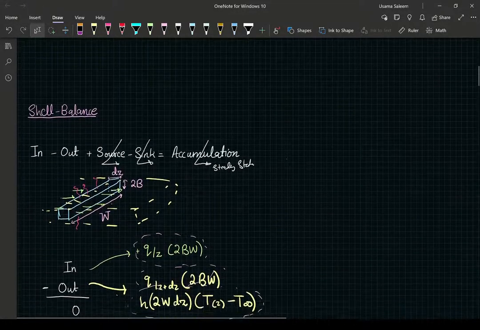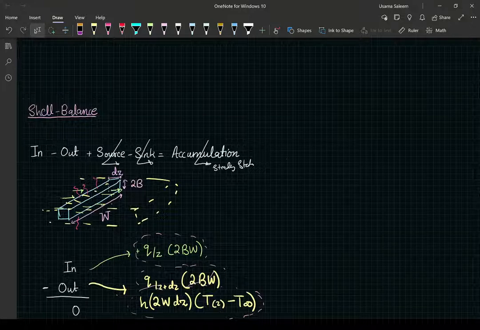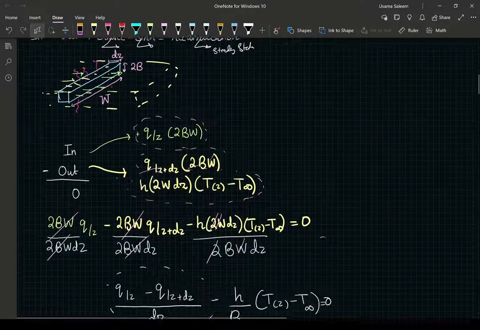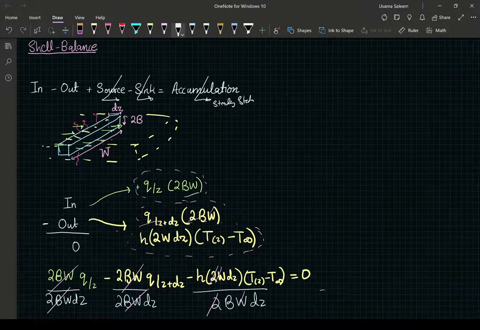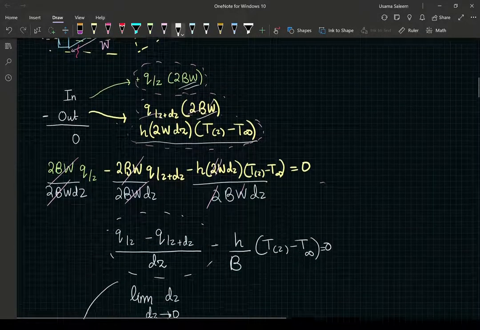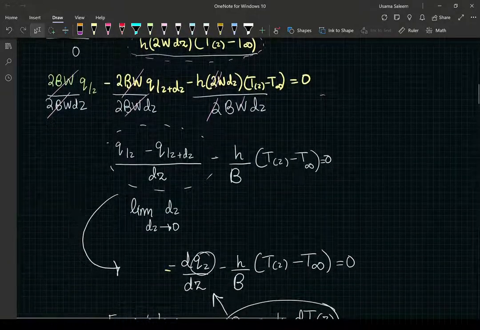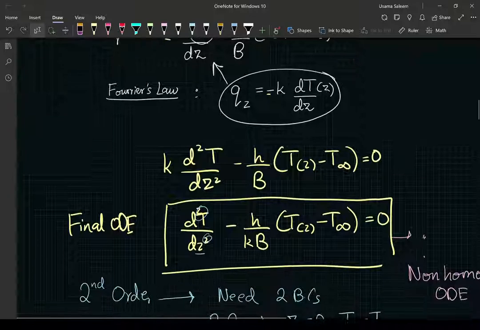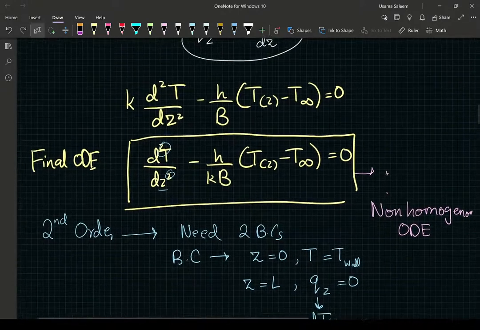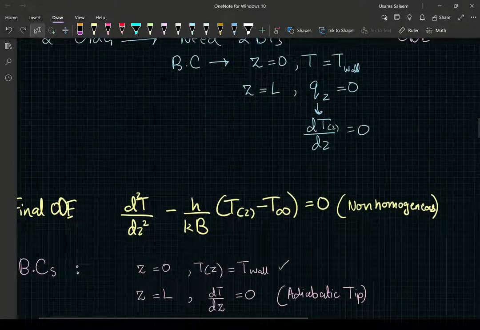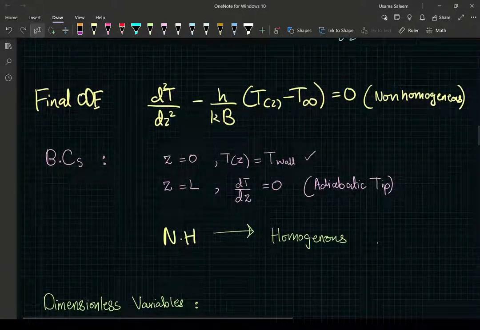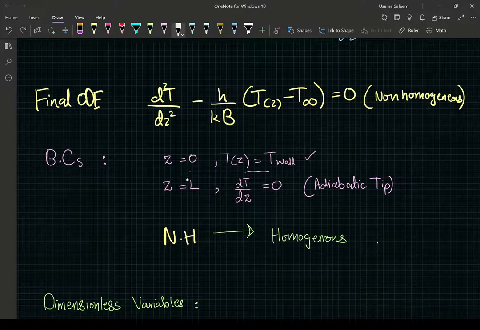Shell balance. Okay, this was our shell. Our temperature is varying along z, so that's the shape of our shell. Heat conduction coming in, conduction going out, and convection going out. In minus out is equal to 0 at steady state. Math. I got my final ODE, which was non-homogeneous and would have been hard to solve. So I introduced dimensionless variables. Not to forget my boundary conditions at z equals 0, the wall temperature.